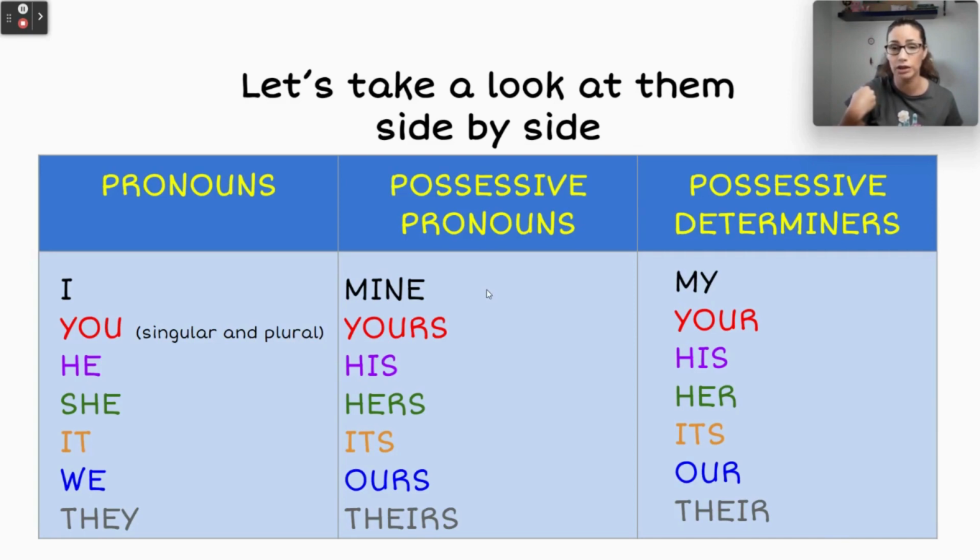To show that they belong to me, I can use the possessive determiner, my, to say the same thing in a different way. These are my glasses. In both sentences, I'm telling you that the glasses belong to me. But in one, I use the possessive pronoun, and in the other, I'm using the determiner. So let's go a little bit more into the determiners so we can hopefully learn how to use them, and how to see the difference between the pronouns and the determiners.